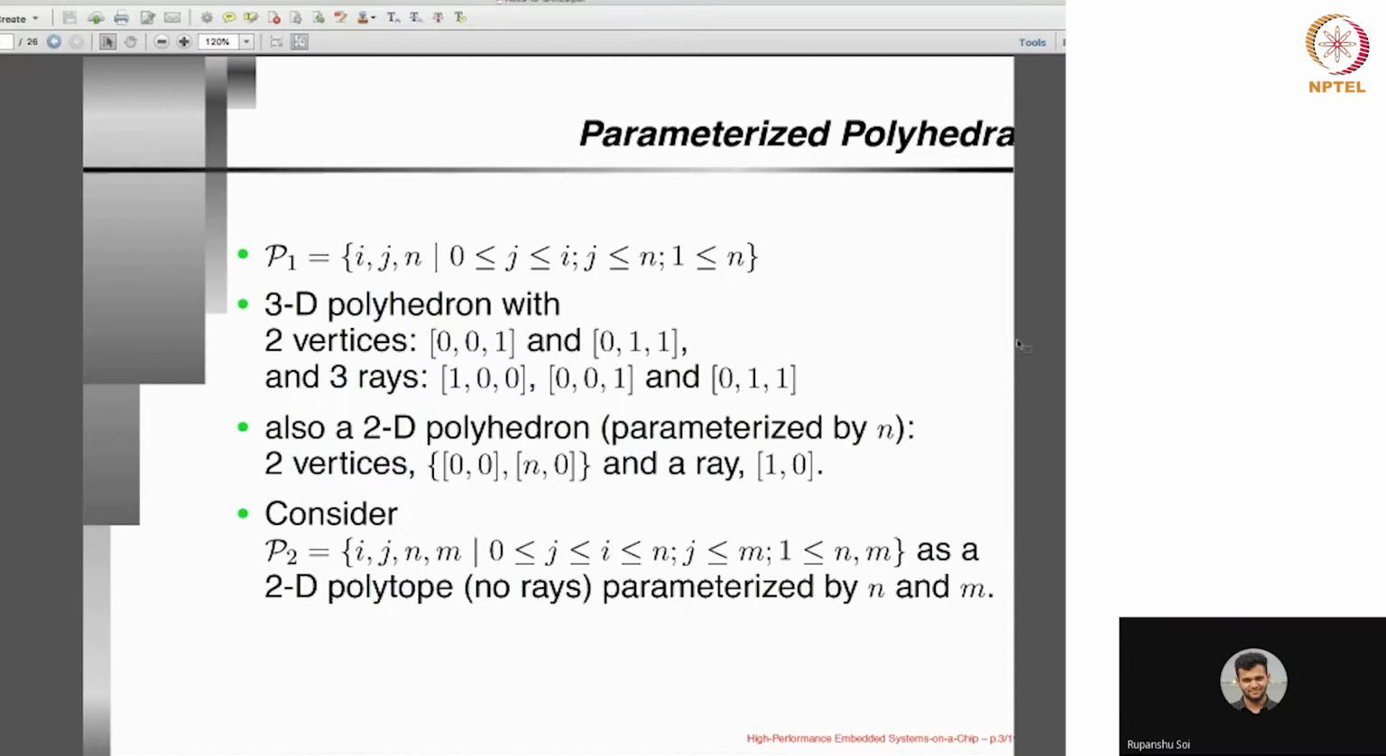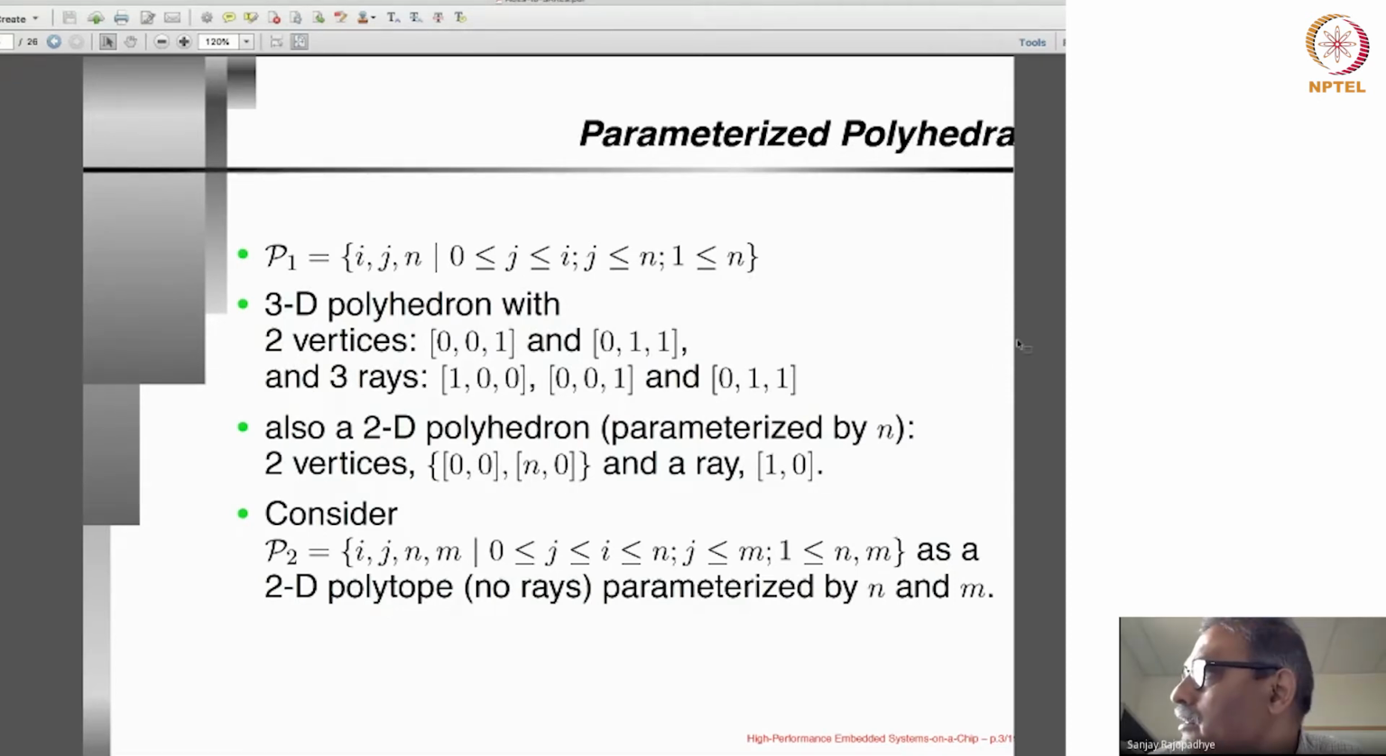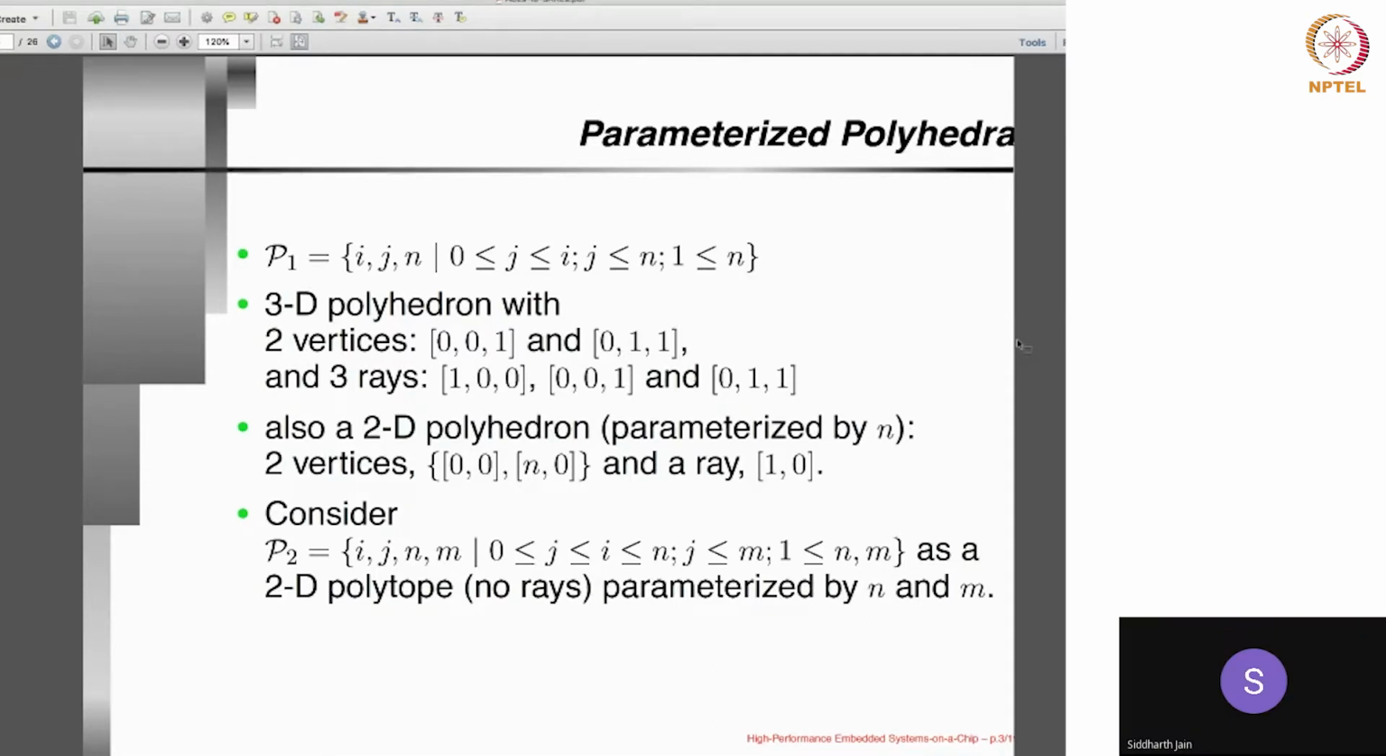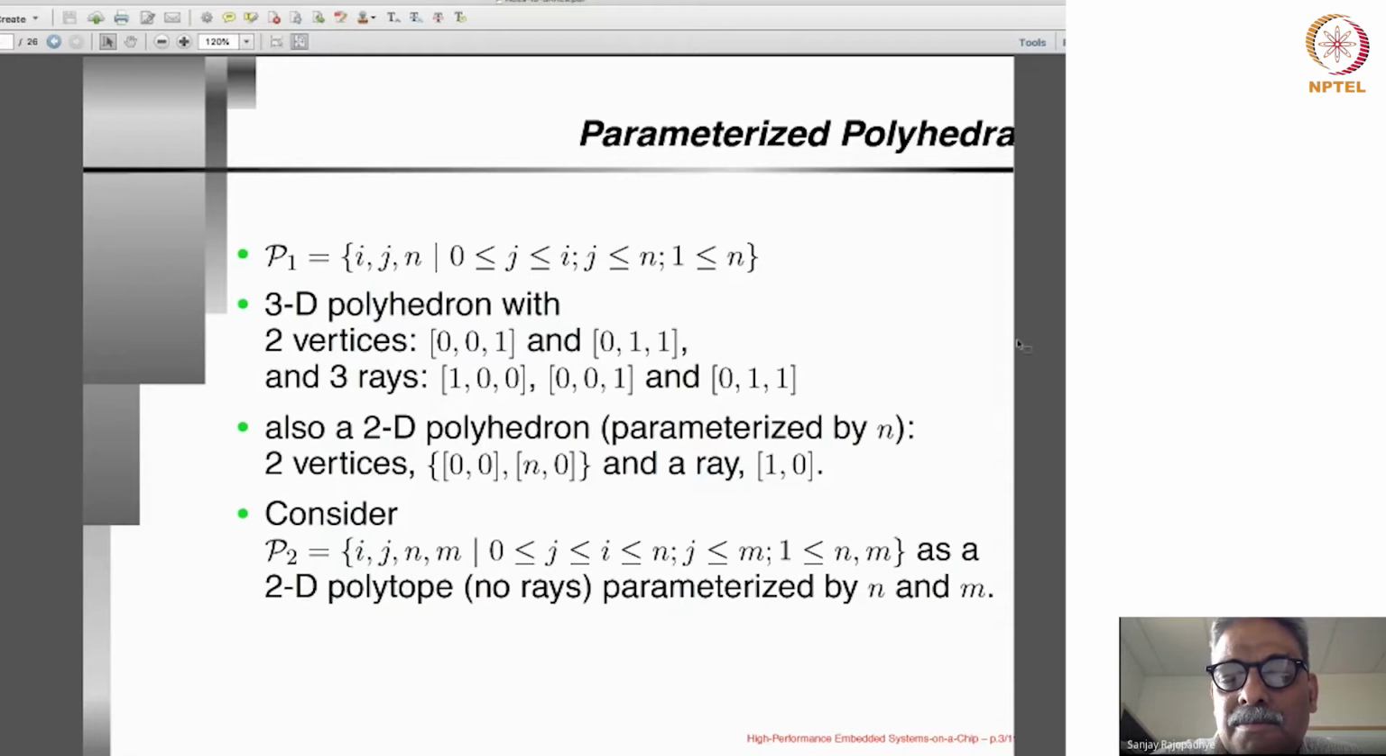So one is the origin, 0, 0. And then i equals j equals n is one of the corners. And n, 0 is another corner, right? Yeah, yeah. You guys can all visualize it.